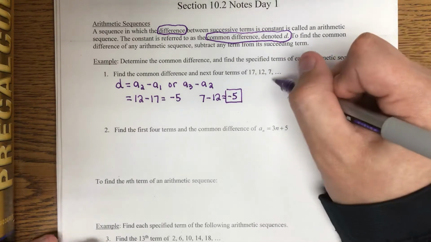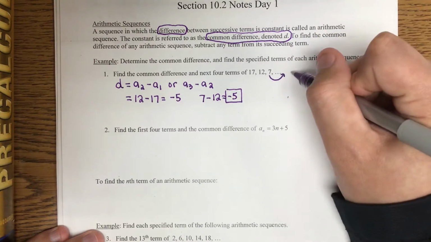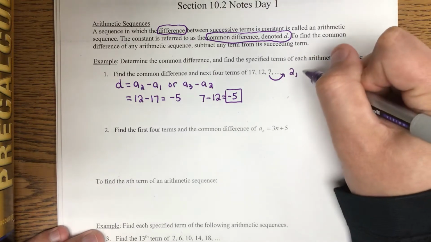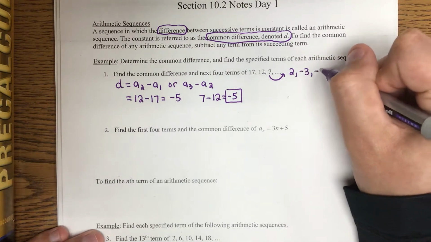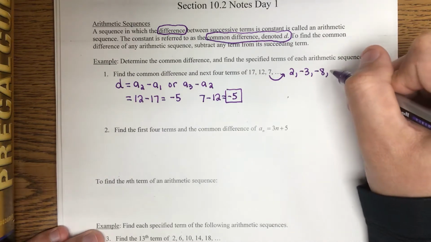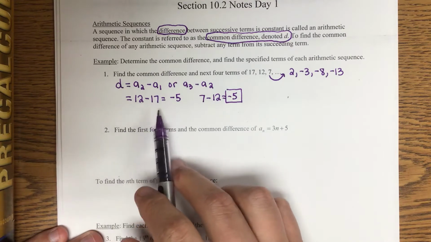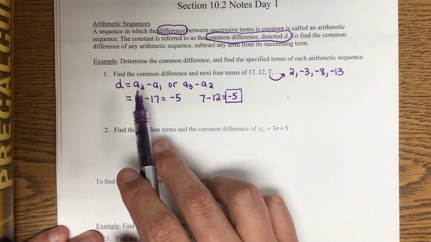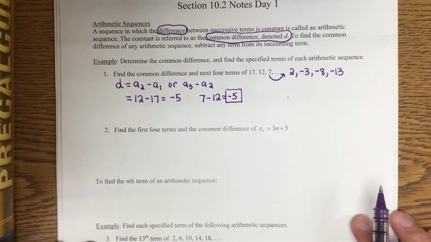And if I were to keep that pattern going for the next 4 terms, 7 minus 5 would be 2. 2 minus 5 would be negative 3. Minus 5 again would be negative 8. And subtract 5 again is negative 13. So the big thing to watch out for when you're finding the common difference, don't take the first term minus the second term. Take the second term first and then subtract that first term.